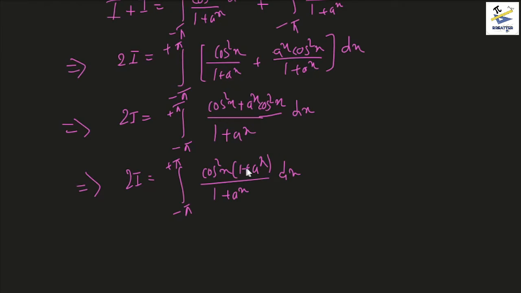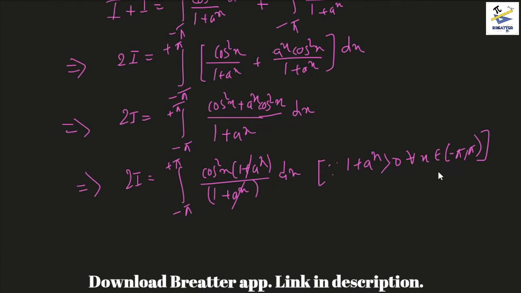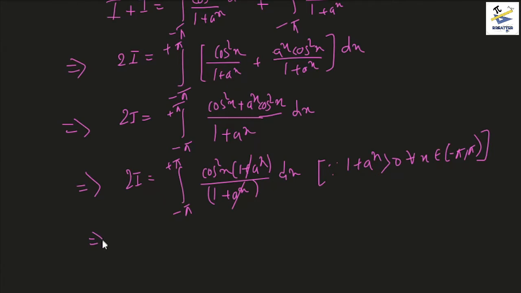dx. And these things cancel off, since 1 plus a to the power x is greater than 0 for all x belonging to minus pi to plus pi, right? So at no point in the interval is this thing 0, so we can cancel it off, obviously, and therefore the thing becomes 2I equals to the integral from minus pi to plus pi of cosine square x dx, right?